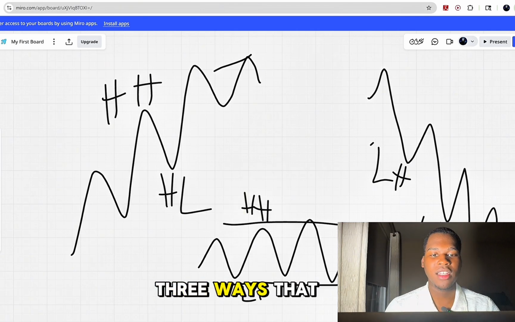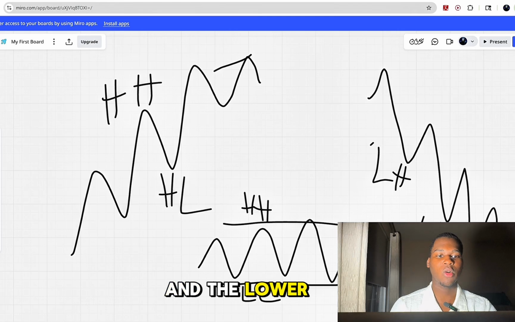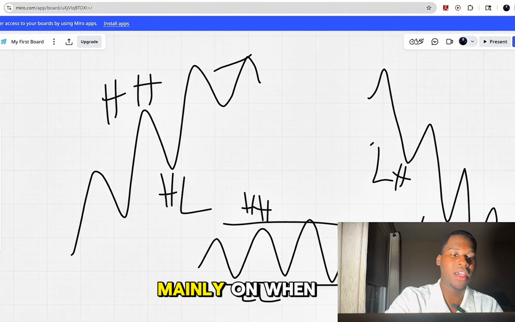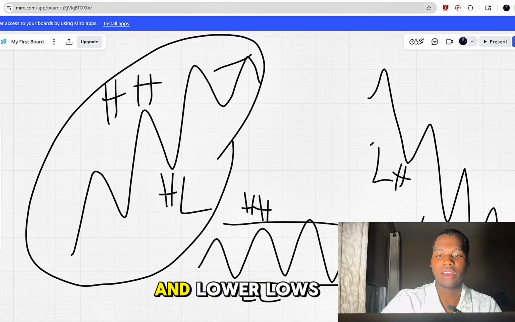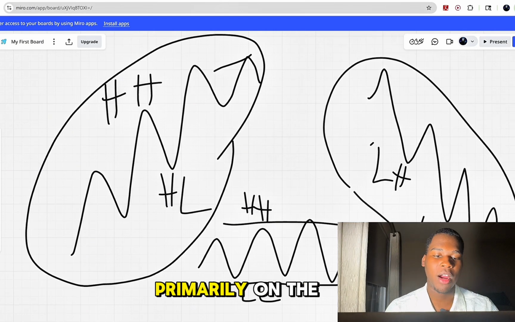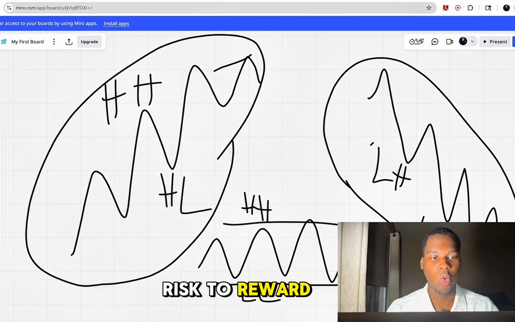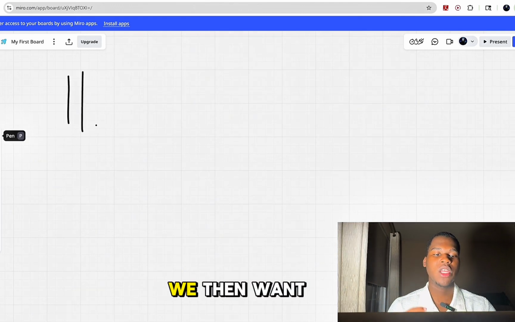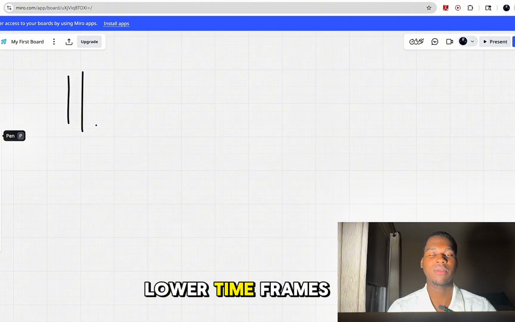These are the three ways that the market moves each and every single day, both on the higher time frame and the lower time frames. For this specific strategy, we want to focus mainly on when we are making higher highs and higher lows and lower highs and lower lows. We want to focus primarily on the trend because that is how we're going to get the best risk to reward. So after we have identified market structure, we then want to identify liquidity next on the lower time frames.